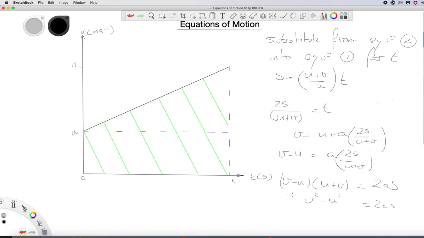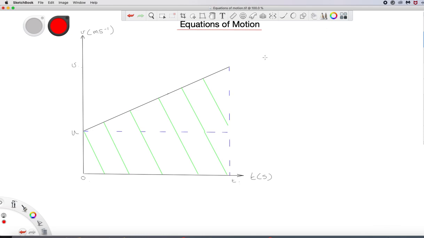If we rewrite that then, we are there with our equation. We get v squared equals u squared plus 2as. And there's our third equation.